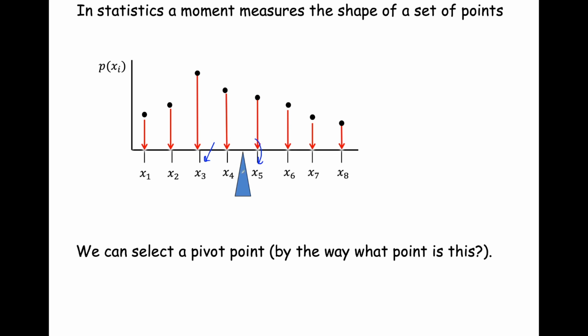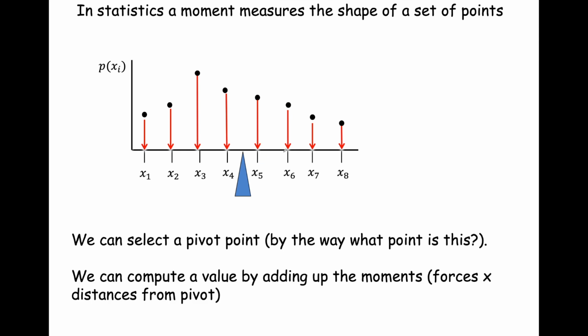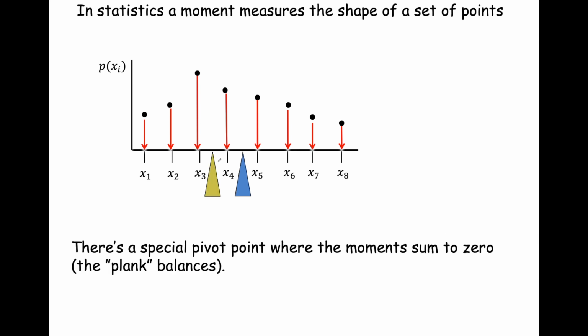And so this point, that's the median, right? It's the middle of these values in order, okay? But you can also compute a value by adding up the moments, the forces times the distances from a pivot point. Now, of course, there's a special such pivot point such that if you place the pivot in a certain location, this board, given all these forces, these weights associated with these moments, it's going to balance. That plank, that seesaw is going to balance.